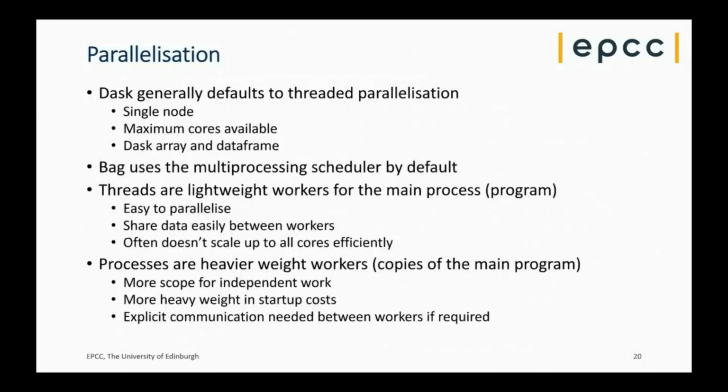By default, Dask generally defaults to the shared memory parallelism that I talked about before. So this single node, thread-based parallelism. By default, it will try and use all the cores it has available to it, and that's what the Dask array and the Dask data frame do. As we said earlier, the bag generally defaults to multiprocessing. So that's not quite as true, but it will still try and use all the cores it has available inside a single node.